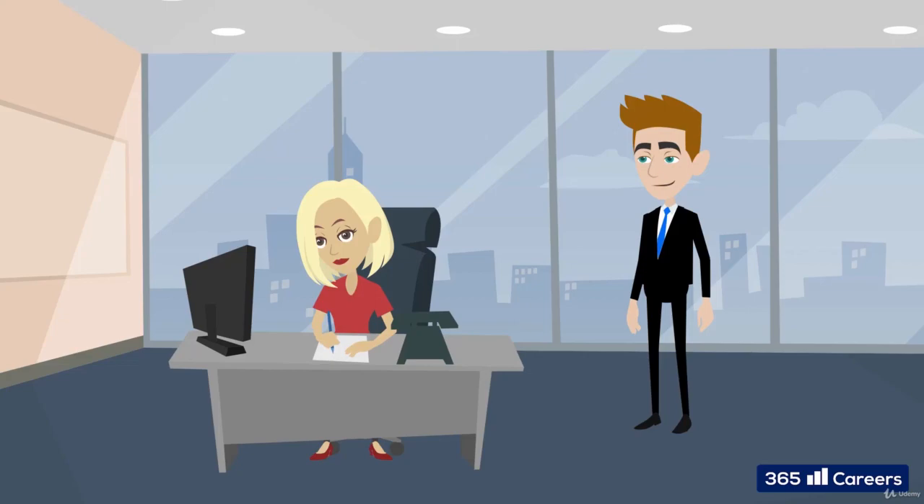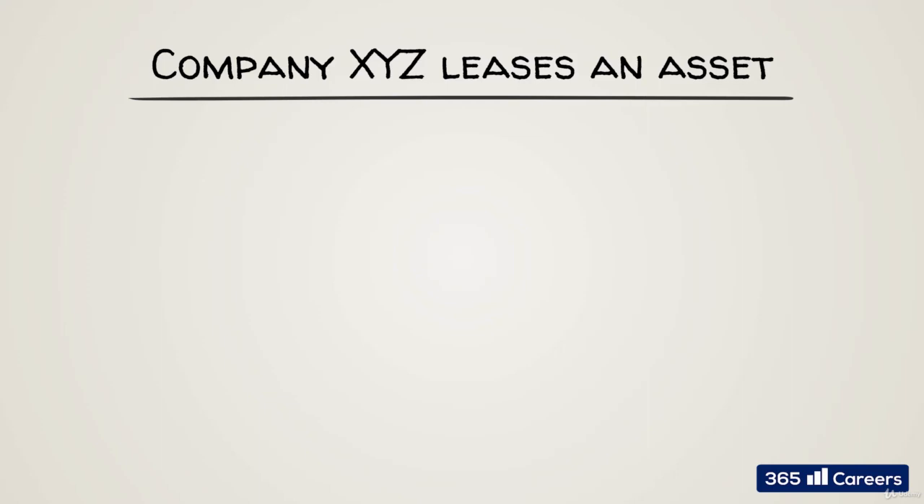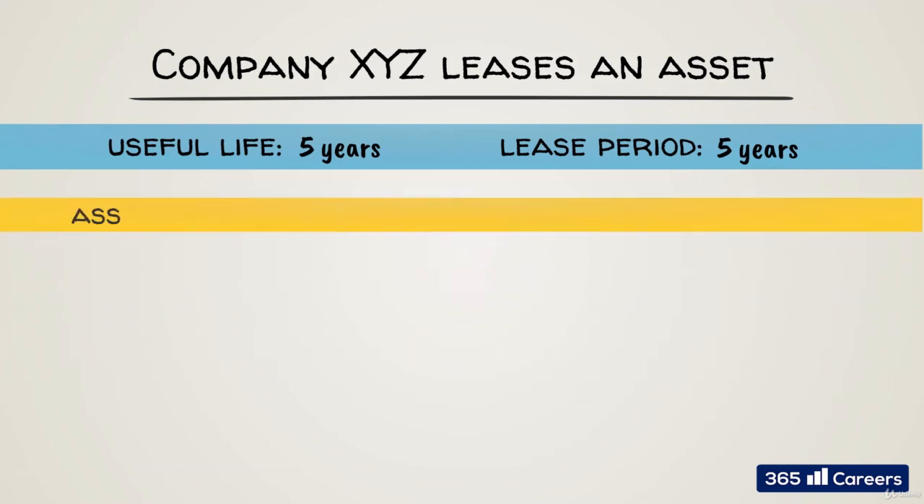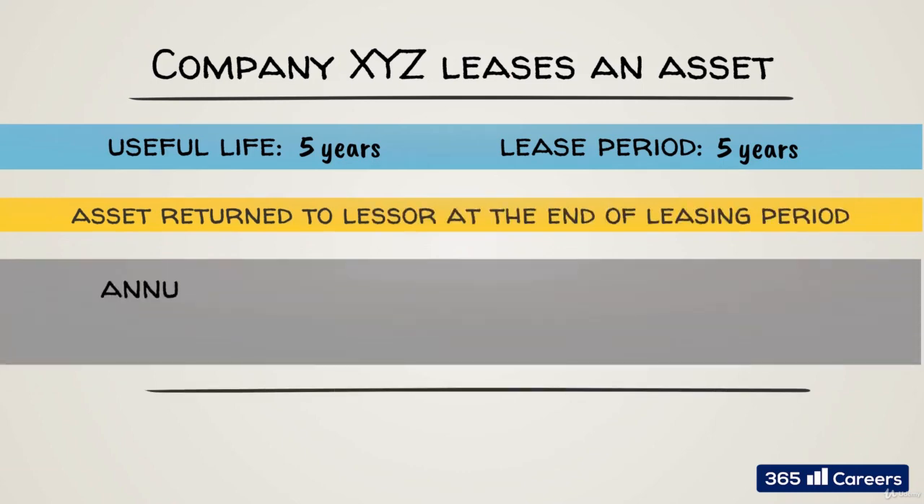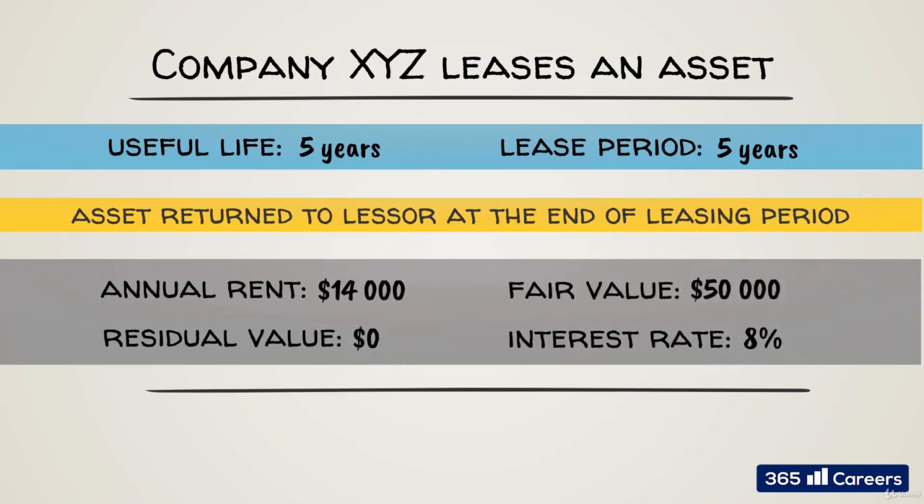Right, here's the exercise. A company called XYZ agrees to lease a fixed asset. The estimated useful life of the asset is 5 years. The agreed lease period is 5 years, and once the lease period ends, the asset will be returned to the lessor. The annual rent for the fixed asset is $14,000, and we assume a zero residual value for the asset. The asset's fair value is $50,000, and the lease involves an 8% annual interest rate.